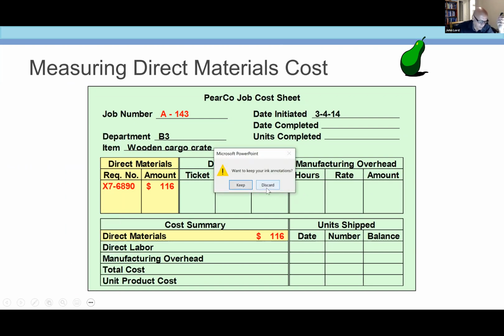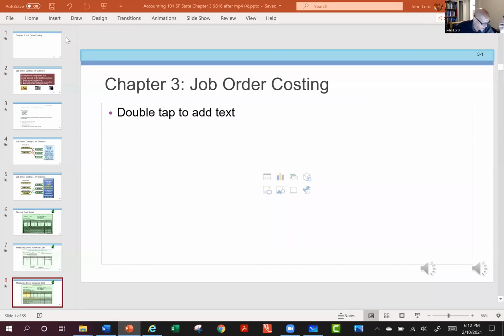No, I don't want to do either of these. Now it's going to force me to keep that drawn on that other slide, just so I don't lose what I've already written.